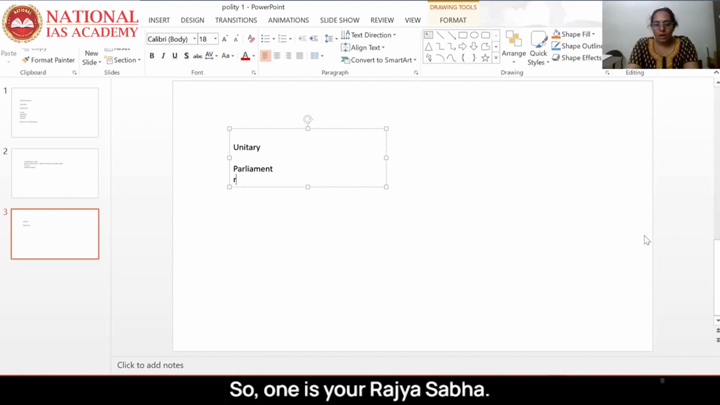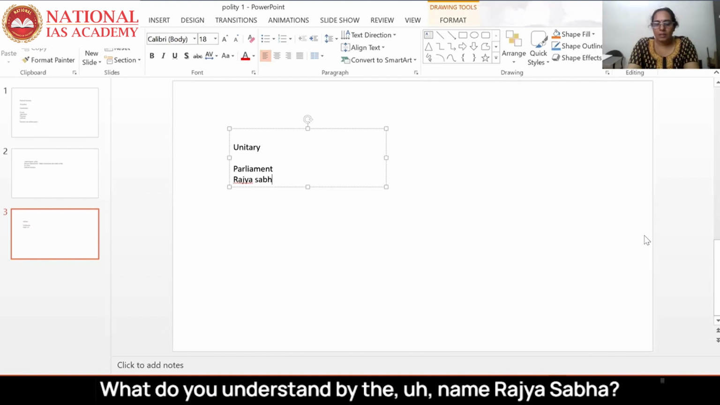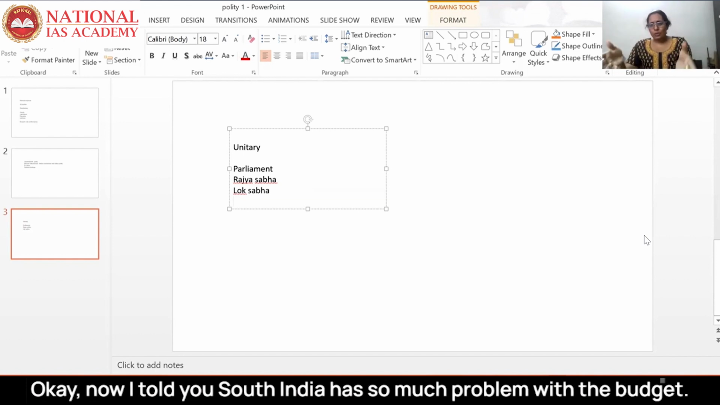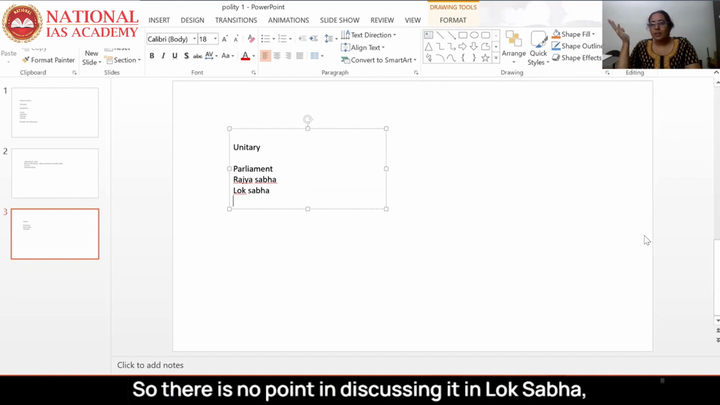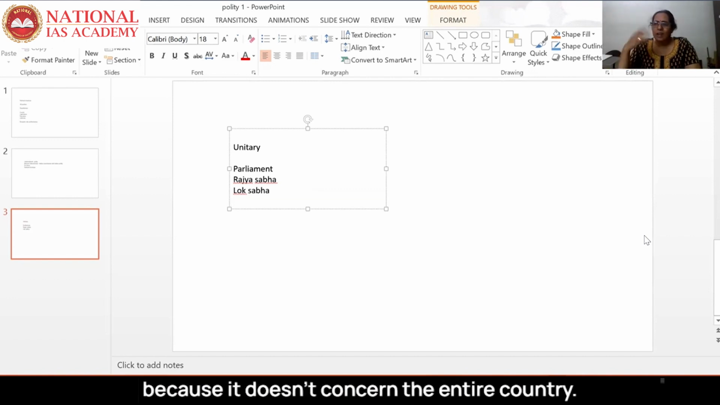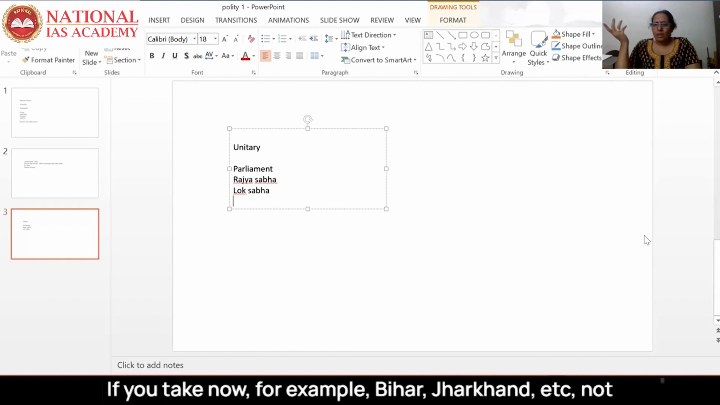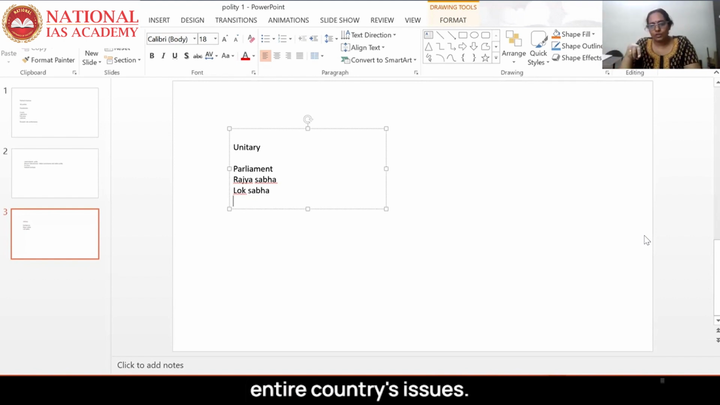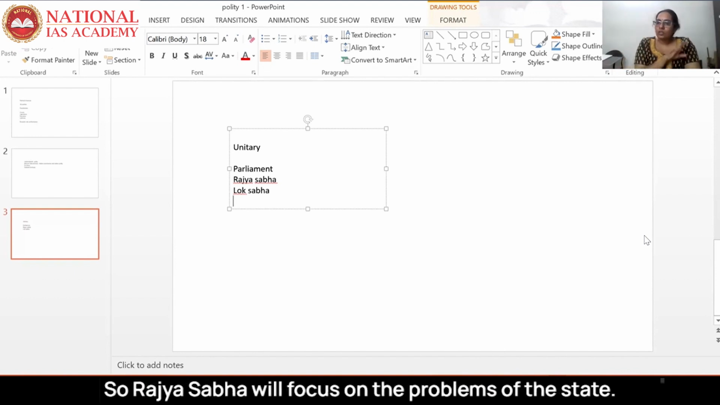One is your Rajya Sabha. What do you understand by the name Rajya Sabha? It is for the states. Rajya means states. So Rajya Sabha is for the interest of the states. Now I told you South India has so much problem with the budget. There is no point in discussing it in Lok Sabha because it doesn't concern the entire country. If you take, for example, Bihar, Jharkhand, they're not unhappy with the budget, they're happy with it. Why do you want to discuss one state's problem in the entire country's issues? So Rajya Sabha will focus on the problems of the state.